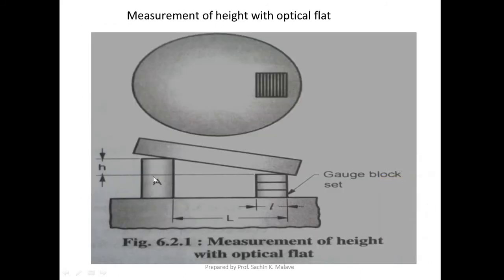Okay, so in this way we can easily find out the height of any particular component, provided that you have a master gauge, and the bottom surface and top surface of both the parts, that is the gauge block set as well as the component, are perfectly flat and parallel to the base. That is the condition.